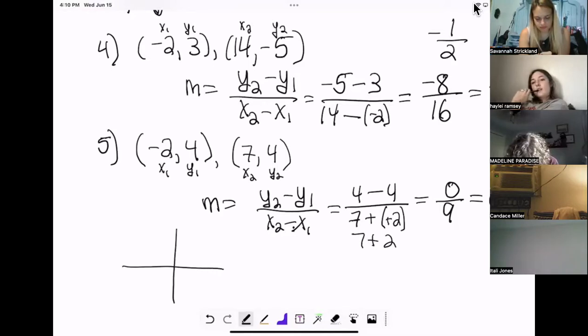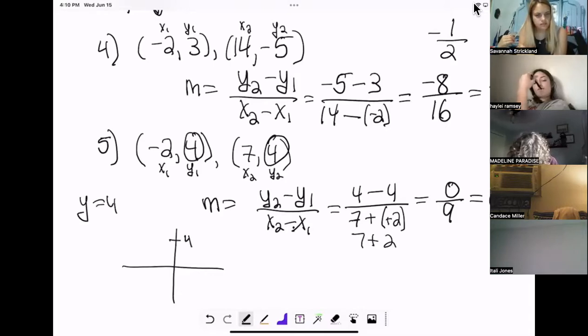If you look, aren't both y's 4? But y can repeat. It's a function. It's saying the slope is 0. That's just a flat line. It's a horizontal line. But where is it? It's at y equals 4. All the y's are 4. So at 4, I just have a horizontal line. We're not really graphing it yet, but that's what it looks like.